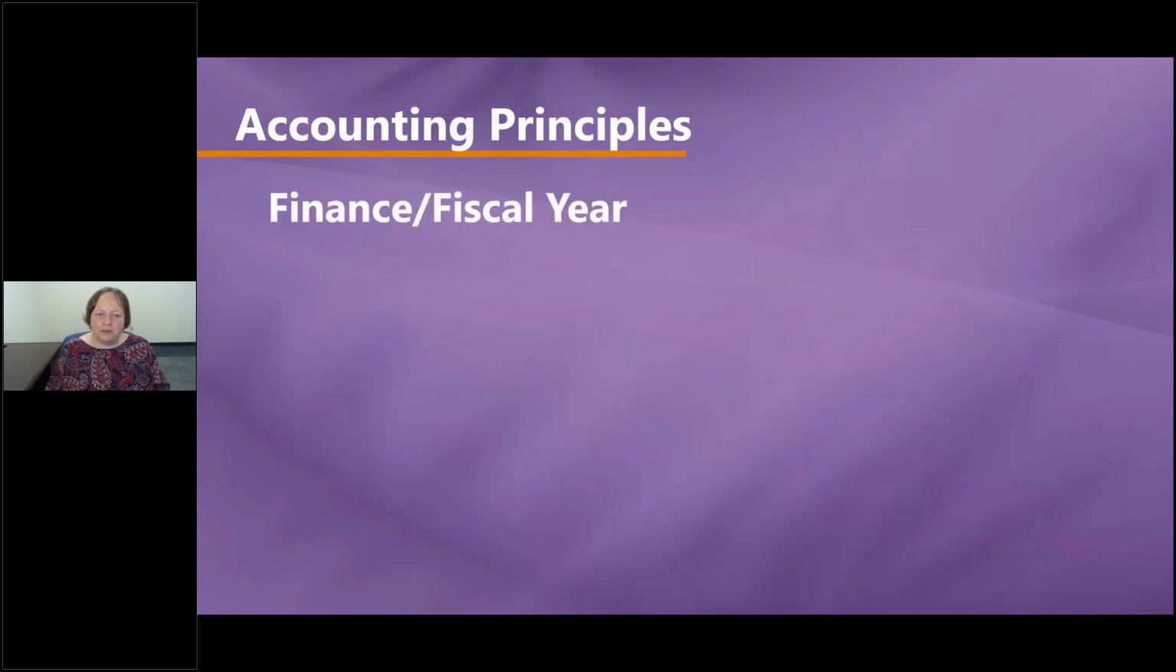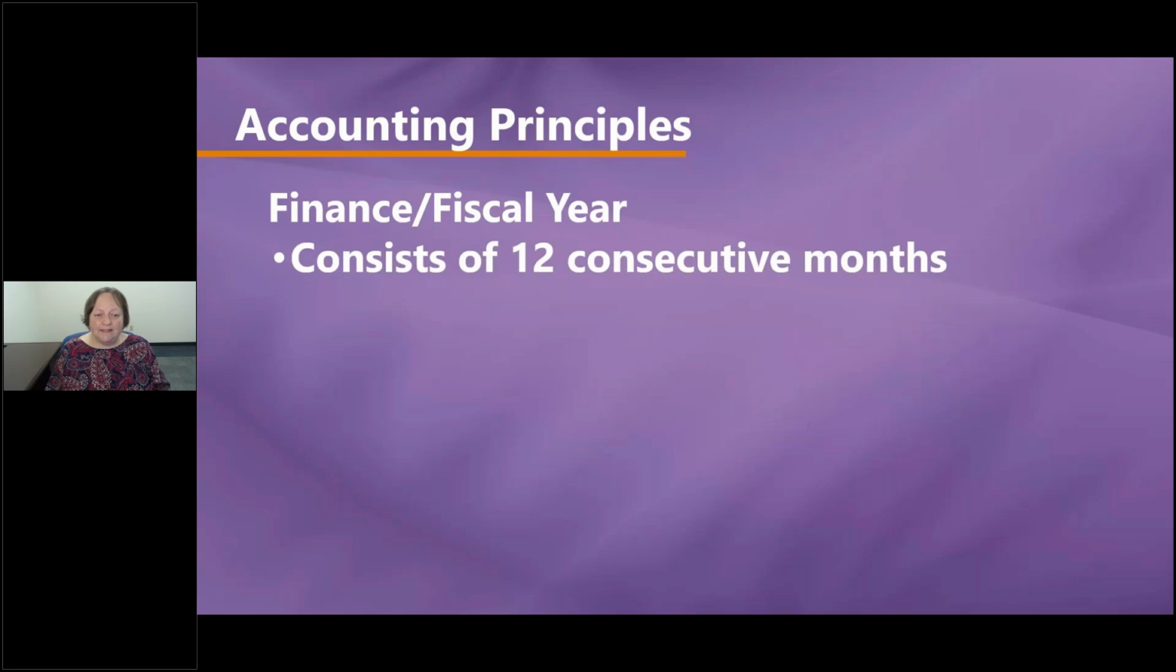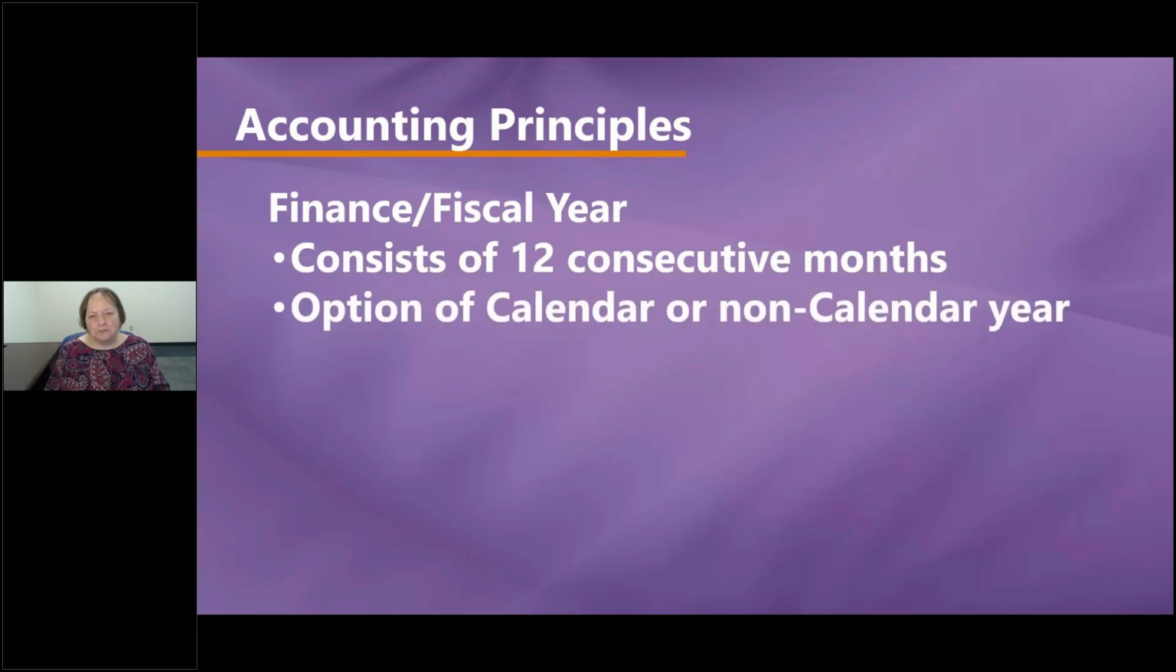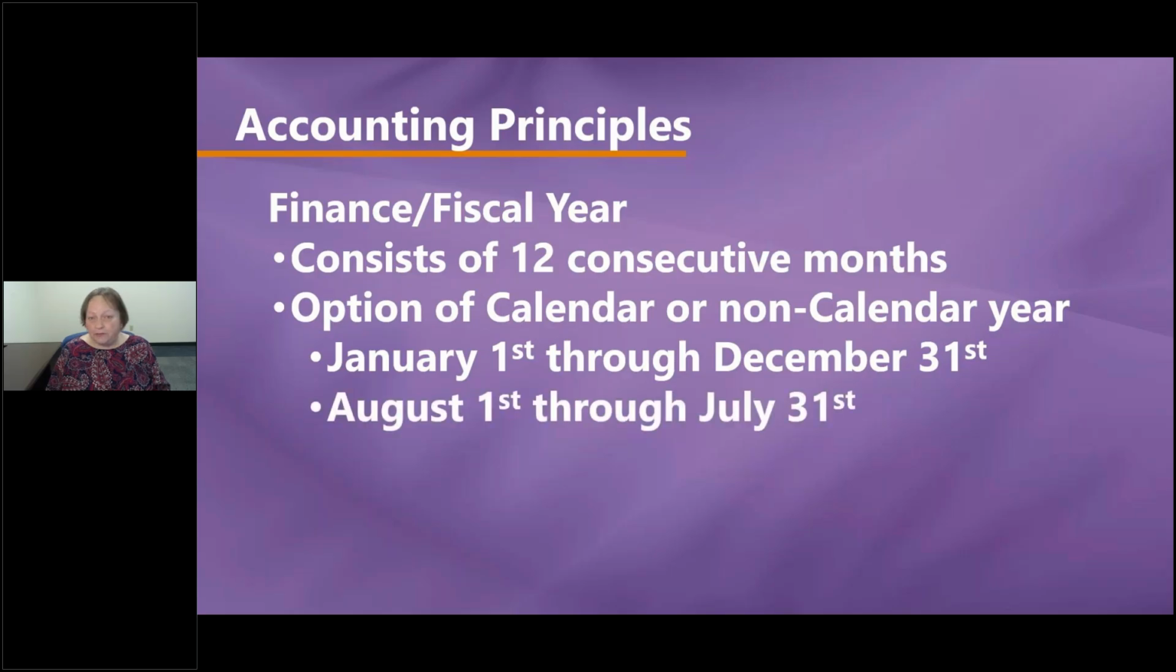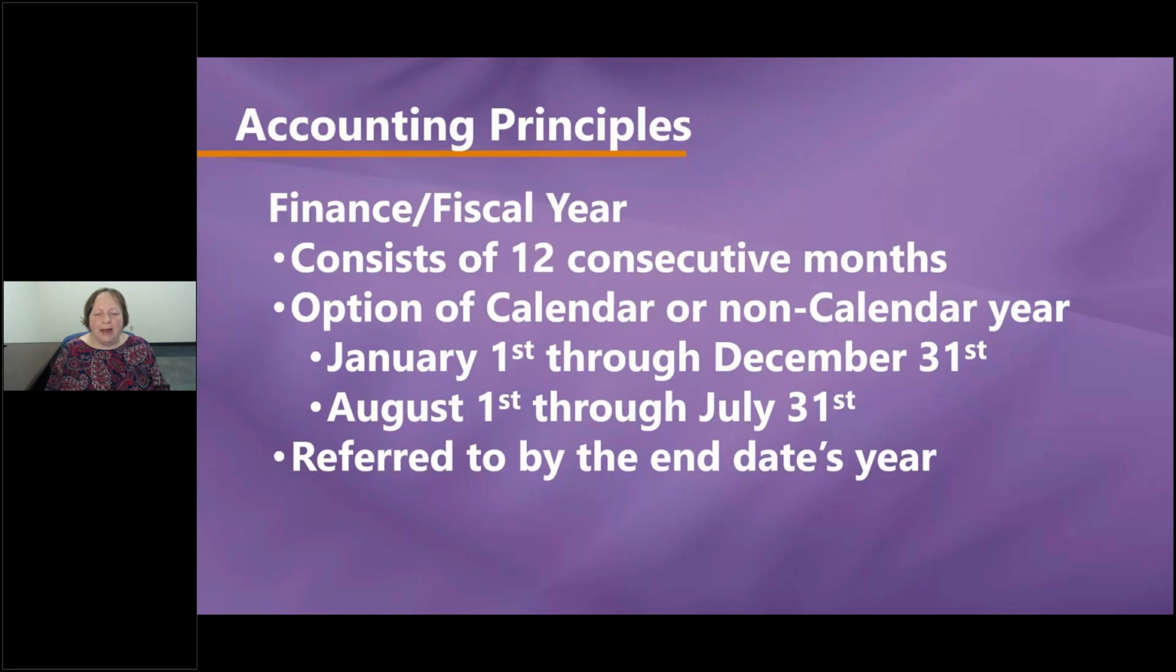So next thing in our accounting principles is to talk about our finance year or our fiscal year. That can be any 12-month period, but it usually is either a calendar year or a non-calendar year, because that's really the only option. In a calendar year, that's going to be January to December, all 12 months. And then a non-calendar year could start pretty much anywhere, but as an example, it could be August 1st through July 31st, or July 1st through June 30th. Whatever the end month of your fiscal year is, that's the year that fiscal year is. So if my fiscal year is August through July, and it's already past August, then I'm in my 2025 fiscal year.